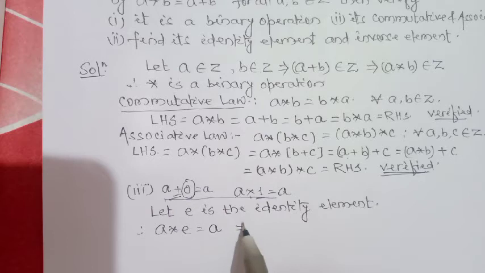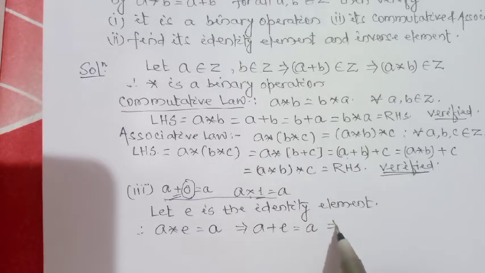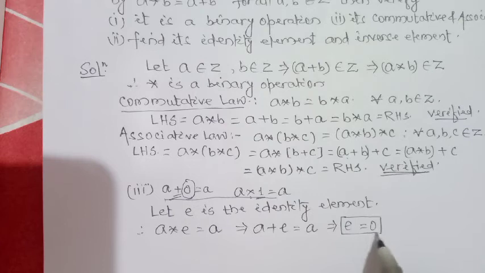So what is our given condition? A star B is equal to A plus B. This is given. So A star E should be A plus E, which is equal to A. Simplify this and get the value of E, which is A minus A, 0. So 0 is the identity element of this operation star.